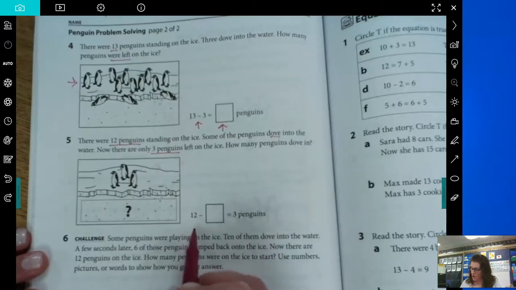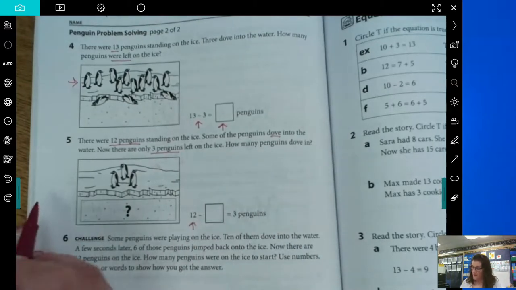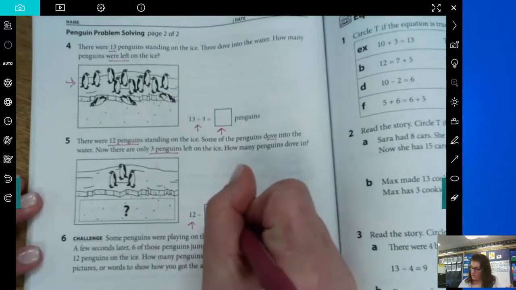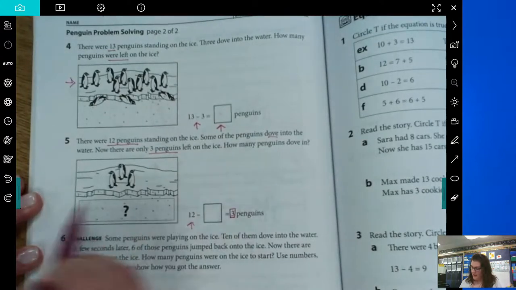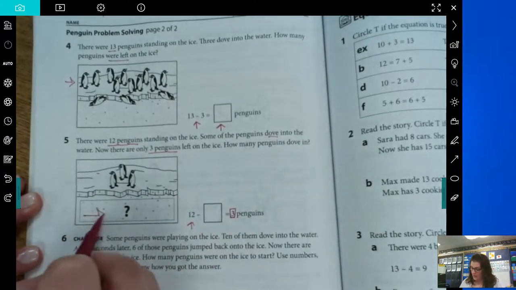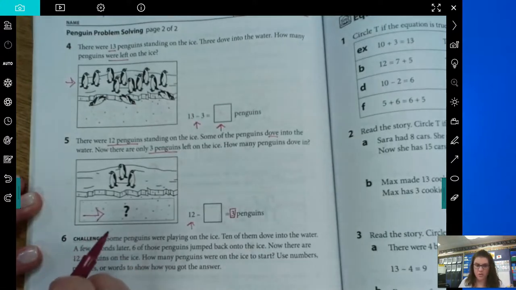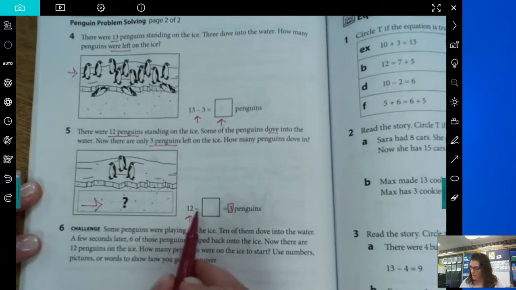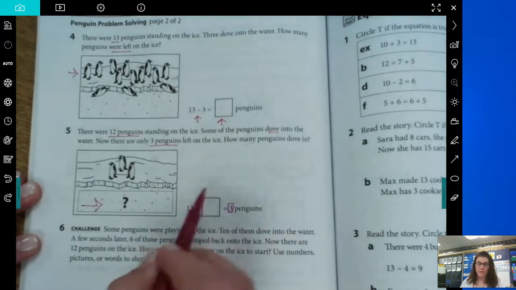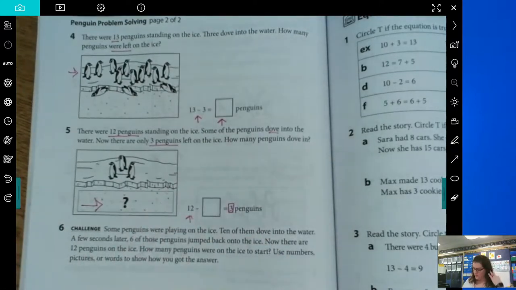All right, so we started with 12, but a whole bunch jumped in. Now there are only 3 left on the ice. Show me with your pictures or by writing out your answer how many dove into the water. How many went for a swim? So 12 minus what equals 3? So show me how you could solve that problem. Hit pause, work on that. Come on back when you're ready.